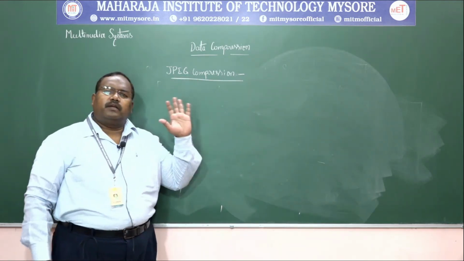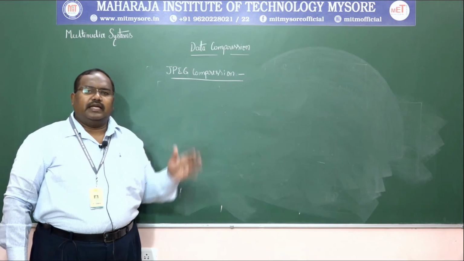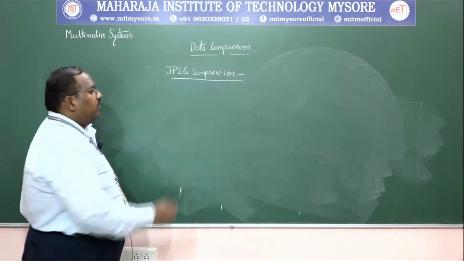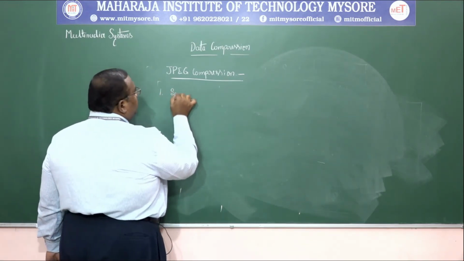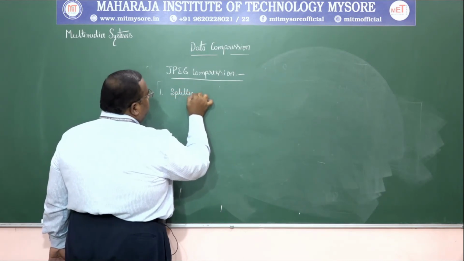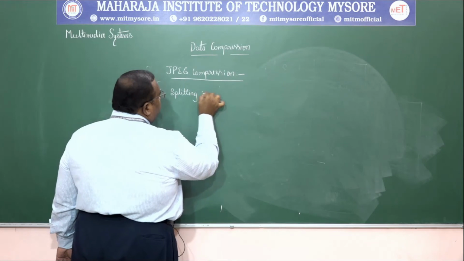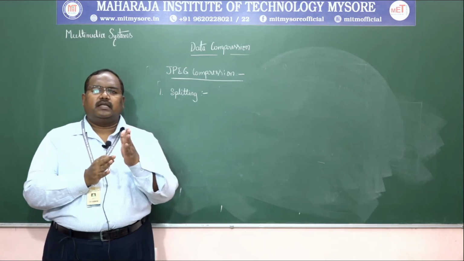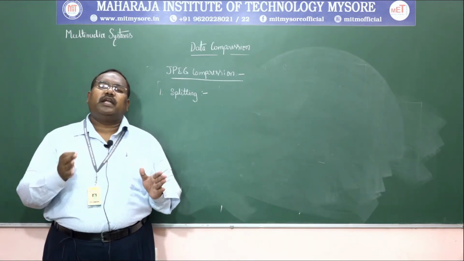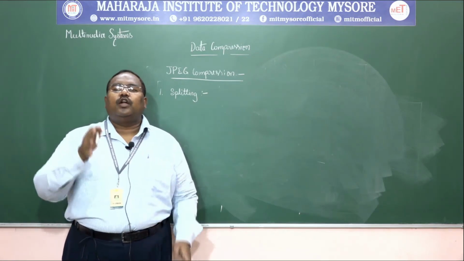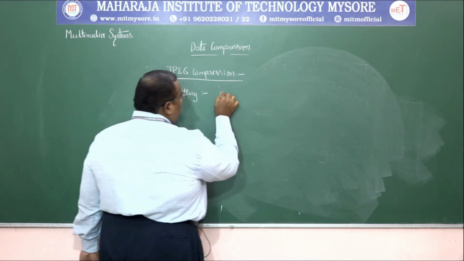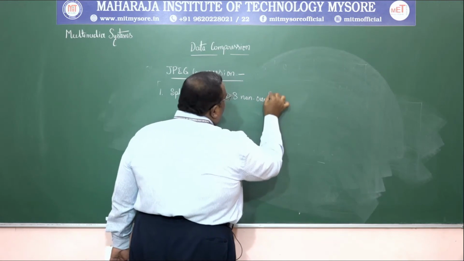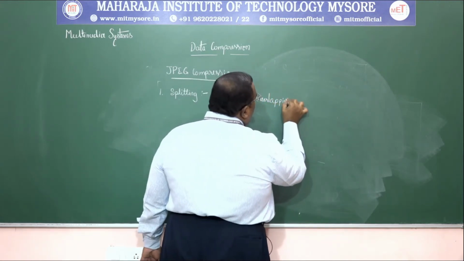Now, the total JPEG compression technique can be divided into 7 steps. Let us see what those are. First one is splitting. So what do we do in the splitting? Here, the image is first prepared, that is digitized. Then the image is split into 8 cross 8 non-overlapping blocks, meaning 8 into 8 non-overlapping blocks.